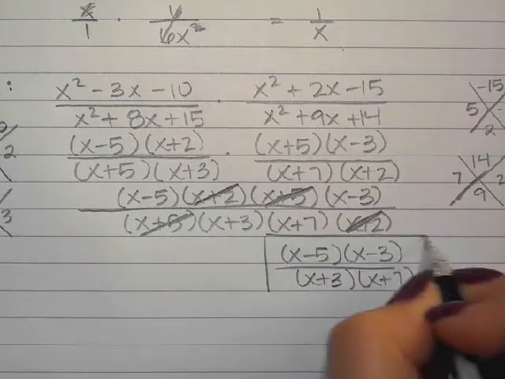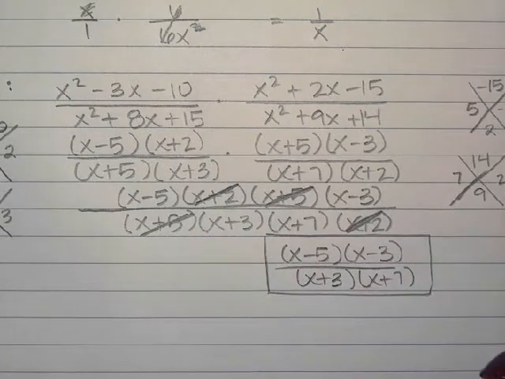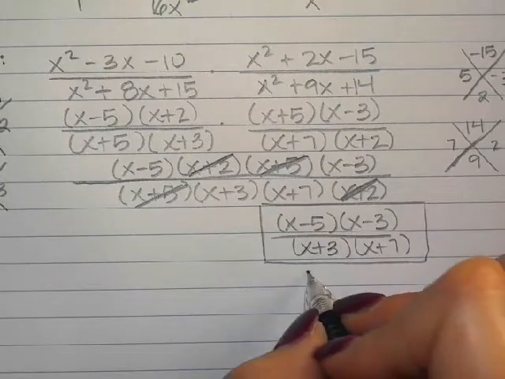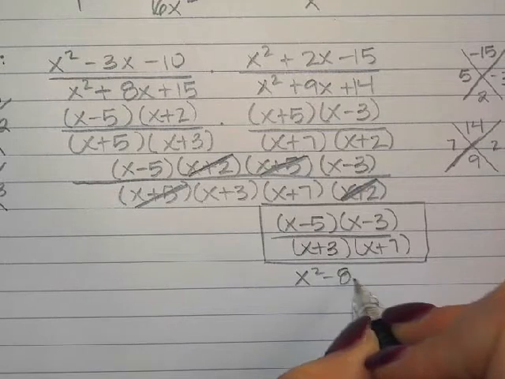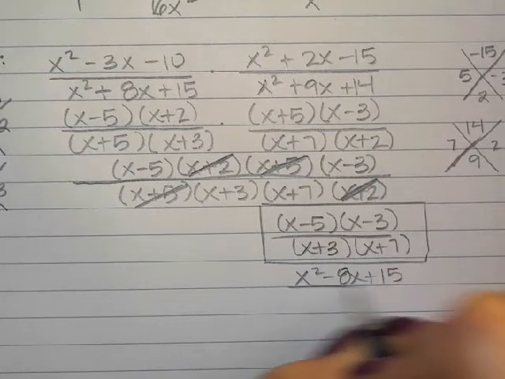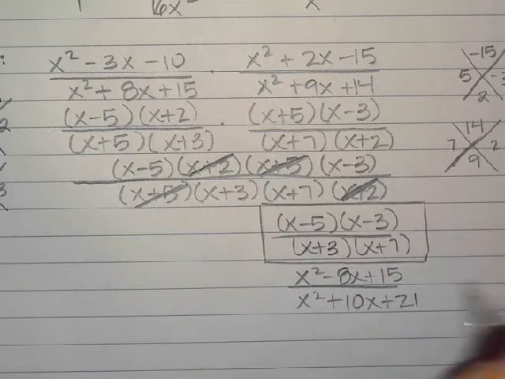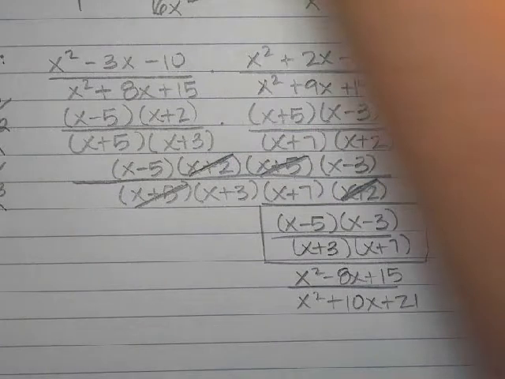Most people would leave it in the factored form, but if you wanted to multiply those out, like FOIL those out, and say it was x squared minus 8x plus 15 over x squared plus 10x plus 21, that answer is just as accurate. Those are both good answers.